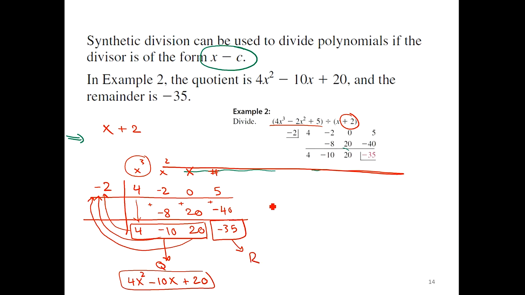So we can put the division: 4x to the power 3 minus 2x squared plus 5 over x plus 2 is equal to the quotient 4x squared minus 10x plus 20 plus the remainder minus 35 over x plus 2. This is the divisor. Any question?